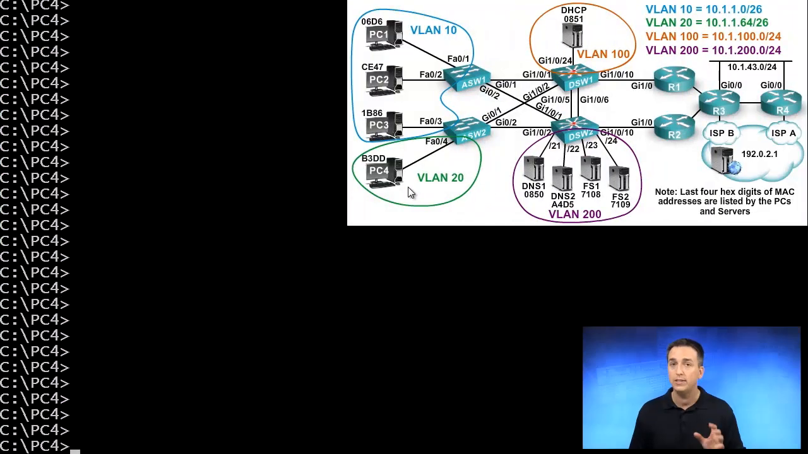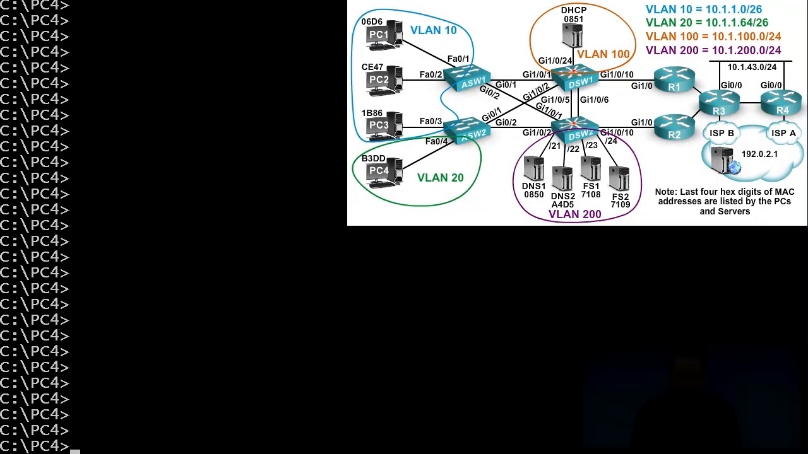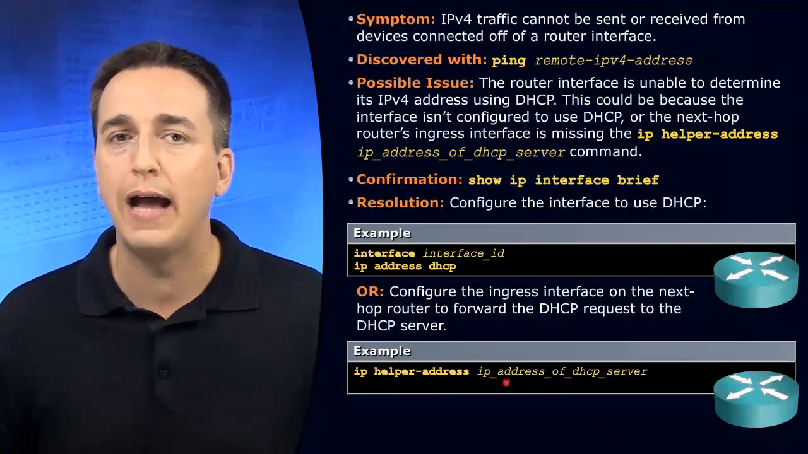We can see that PC4 is in VLAN 20. Where's the DHCP server for PC4? It's in VLAN 100, which is a completely different subnet. So we need some device, whether it's the default gateway or just some router with routing capabilities, to get to that DHCP server. We need that device to accept those DHCP discover messages and relay them to that DHCP server. And we accomplish this by utilizing the IP helper address.